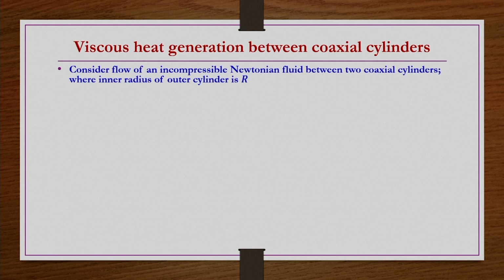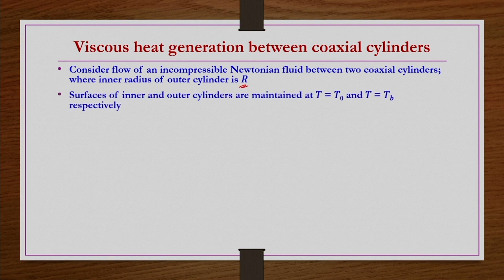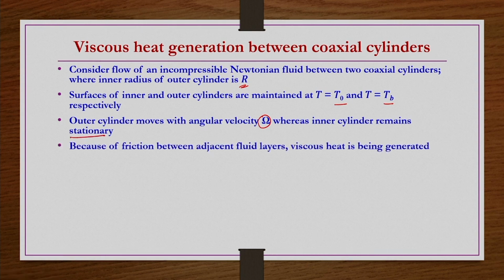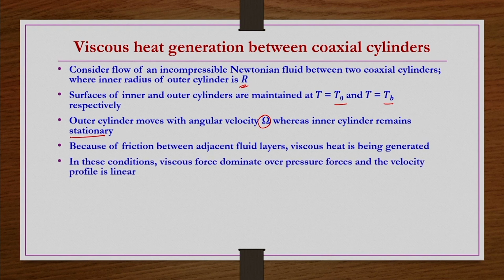Consider flow of an incompressible Newtonian fluid between two coaxial cylinders, where the inner radius of the outer cylinder is capital R. Surfaces of the inner and outer cylinders are maintained at T0 and Tb respectively. The outer cylinder moves with angular velocity omega, whereas the inner cylinder remains stationary. Because of friction between adjacent fluid layers, viscous heating is generated. Viscous force dominates over the pressure force, and the velocity profile is linear; these are the given conditions.